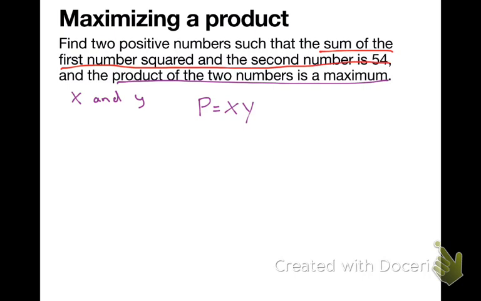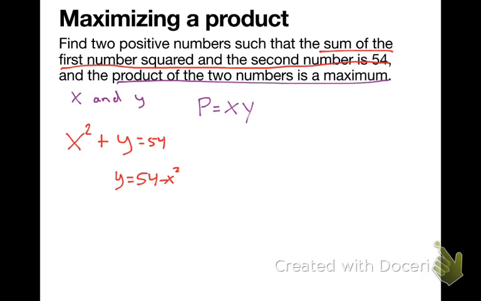So the sum of the first number squared, I'm just going to pick x to be my first number. The sum of the first number squared and the second number, so the sum of x squared and y, equals 54. And what the secondary equation allows us to do now is to solve for y. Could theoretically solve for x, but easier to solve for y here, so that we can now make a substitution.